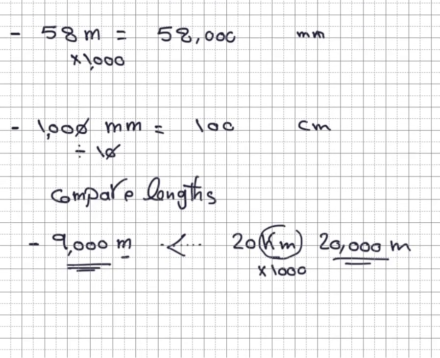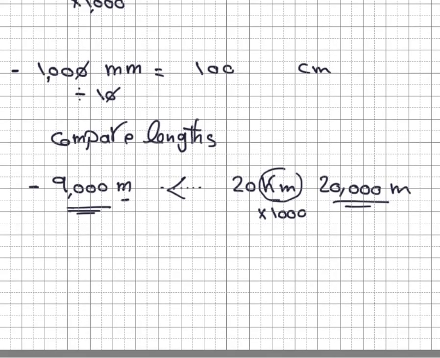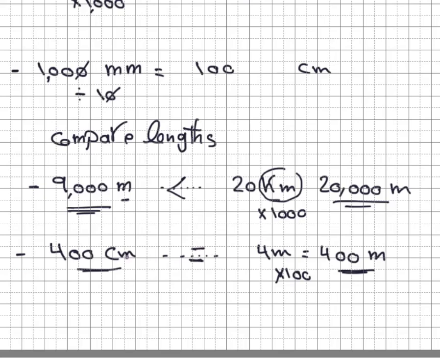If we have another question like this, and we have 400 centimeters, and the other side was 4 meters. In the same way, meter is bigger than centimeter. I will convert meter to centimeter by multiplying by 100. Now the answer is 400. 4 multiplied by 100, the answer is 400. Now I can compare between them. Yes, they are equal.